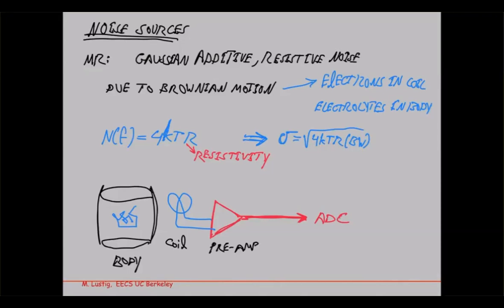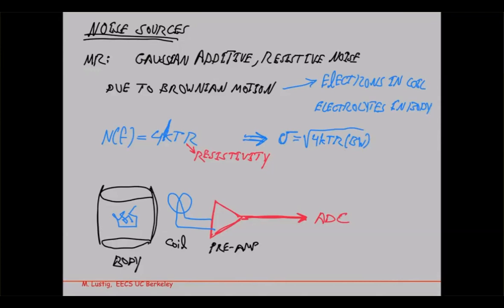Hey, Vicky. Yep. So N of f, when you say noise, you mean noise as a function of frequency? Noise power spectral density. Yeah, noise power. So it's pretty much white Gaussian. It's like volts squared per hertz, right? I believe so. Yeah. Okay.